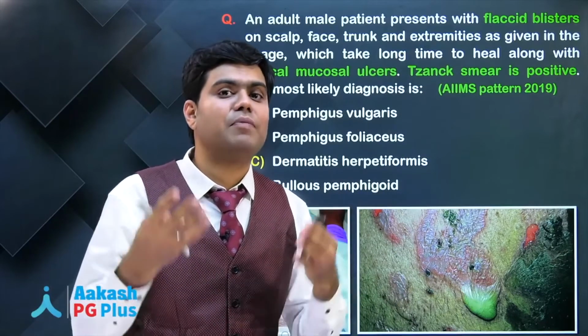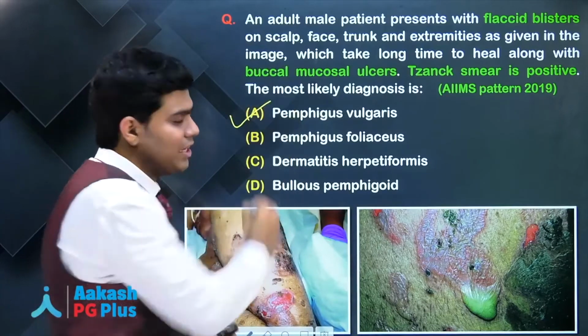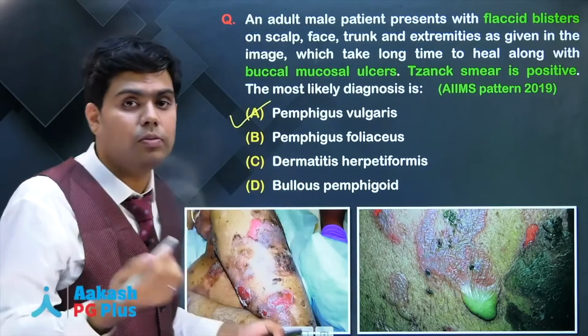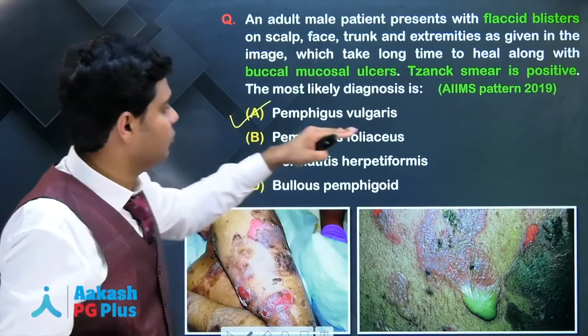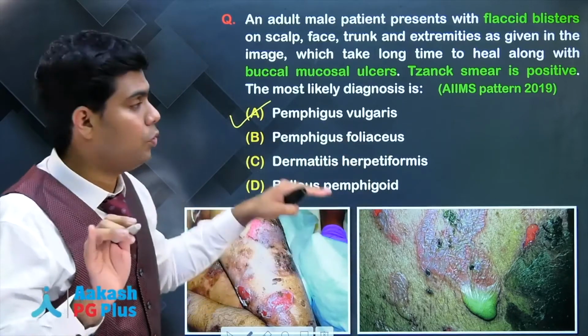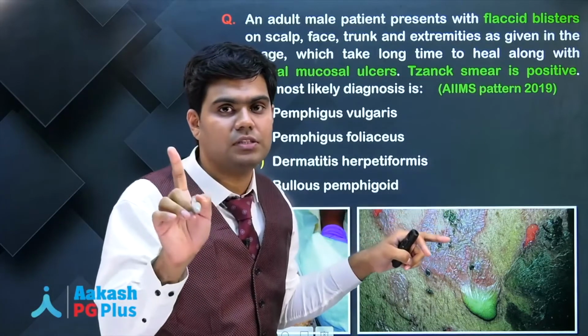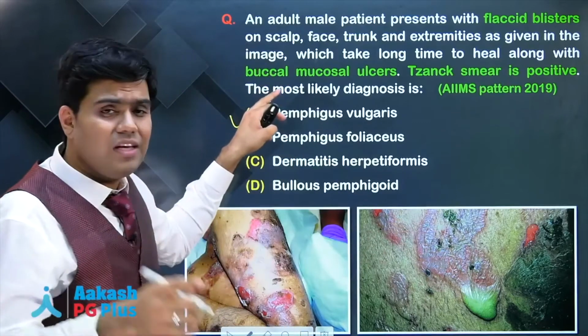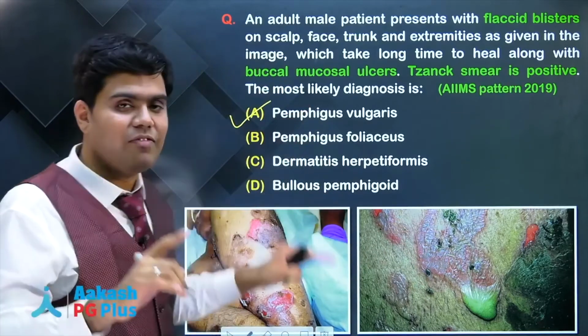No need to think, it's pemphigus vulgaris, right? So pemphigus vulgaris is the answer. Mark it and move ahead. No need to look at other options in the exam. But right now we are discussing, so is it pemphigus foliaceus? No. Why? Because flaccid blisters are not seen in pemphigus foliaceus. We see crusts. Do we see ulcers in the oral cavity in pemphigus foliaceus? No. We see them in vulgaris.